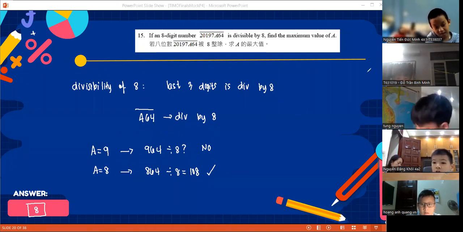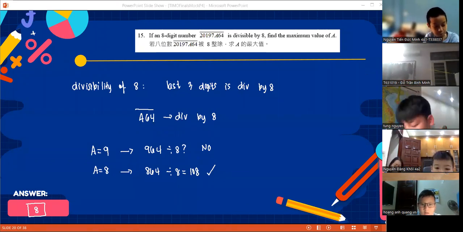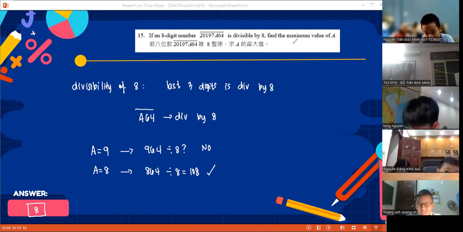Okay. Take note of the divisibility rules. Those are the things that you need to remember: the divisibility rules for 7, 8, 9, 10, and also 11. It's very important that you know those divisibility rules so that in the actual competition, you'll be able to answer it.